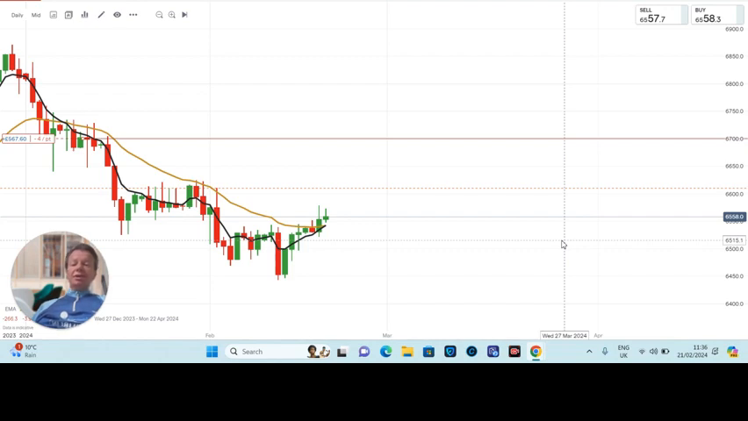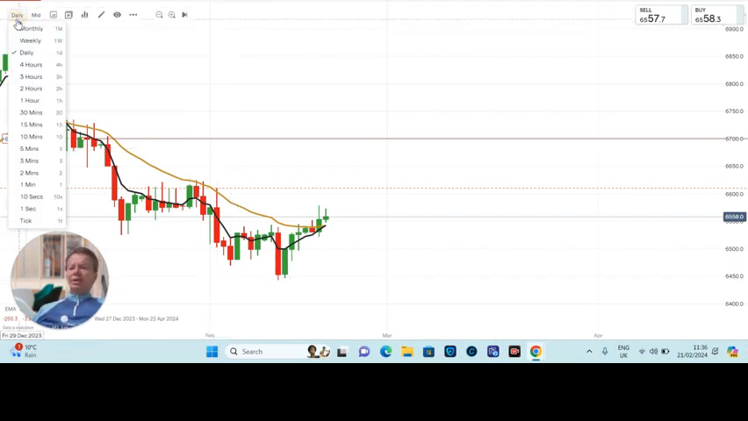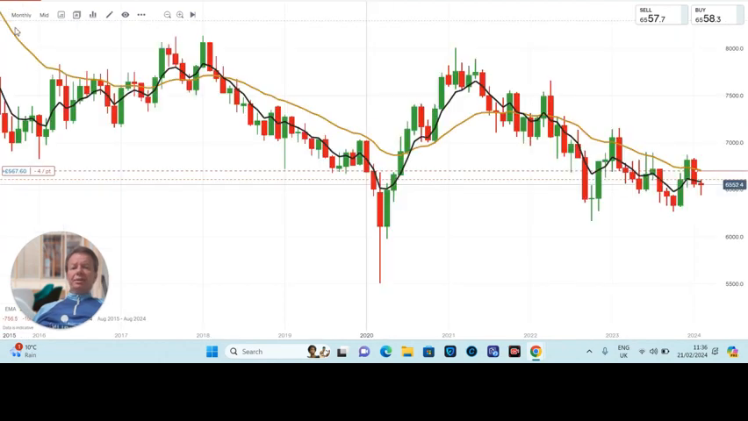As I say, I use the two moving averages here. I look at market data. I look at the US dollar basket to give me an idea. I sometimes also look at, so even though I work on the daily chart, I sometimes look at monthly as well.